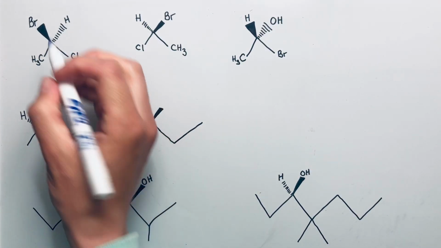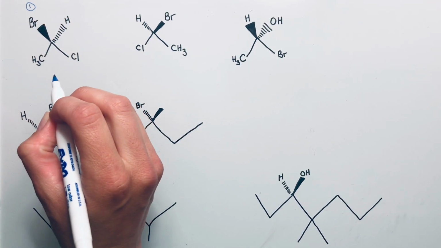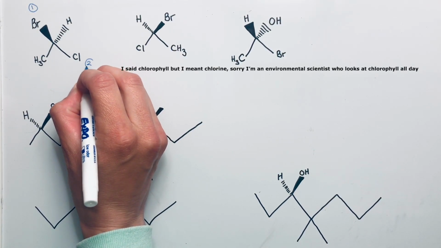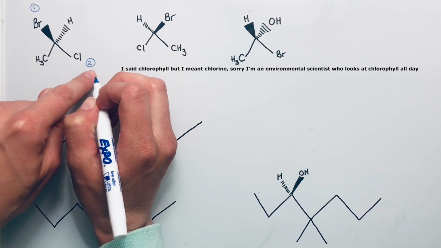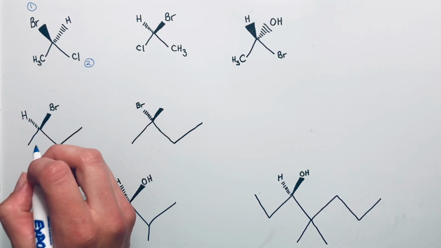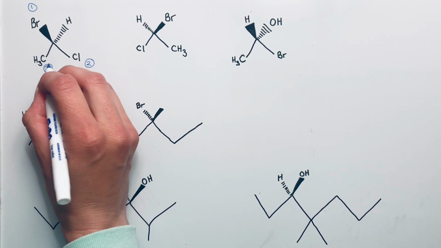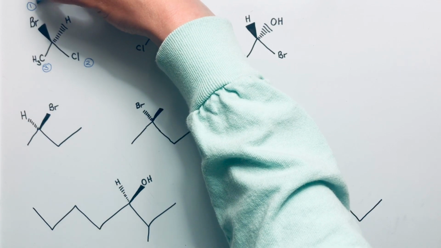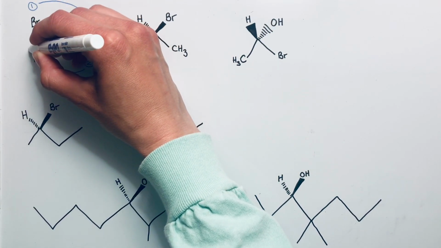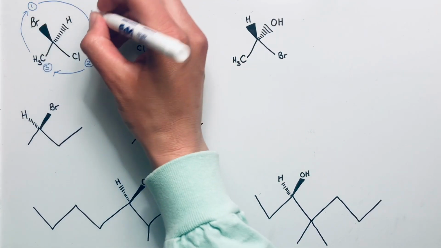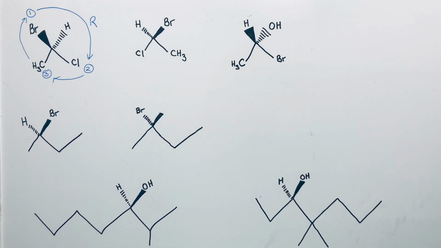Okay, number 1 over here. Let's see, what's going to get number 1? Alright, bromine gets number 1. Number 2 is going to be chlorine. Remember, highest atomic number, bromine has a higher atomic number than chlorine. That's why bromine is getting number 1 and chlorine is getting number 2. Okay, let's see. H is going to be our handle, hydrogen, and then number 3 is going to be this methyl group over here. Let's see, 1 goes to 2, goes to 3, goes to 4. This is clockwise, so this is going to be R. Okay, nice.